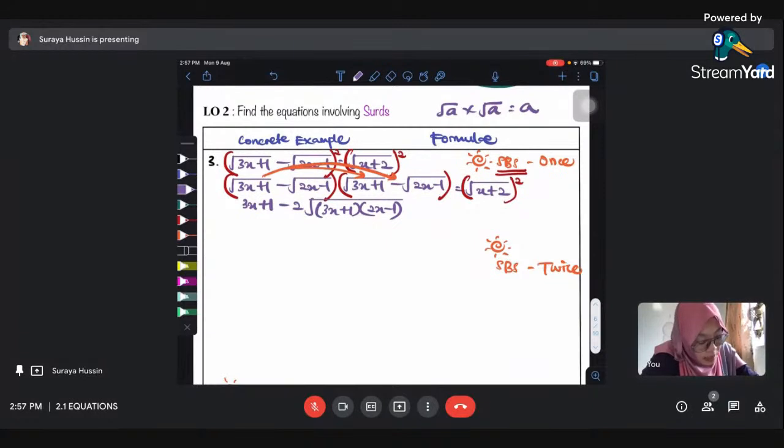And then kenapa saya tahu dia ada 2 minus 2 sebab sini pun sama je. And the final one would be positive 2x minus 1. Yang ini on the right hand side pula adalah x tambah 2 sahaja, because square root bertemu square, hilanglah square root.